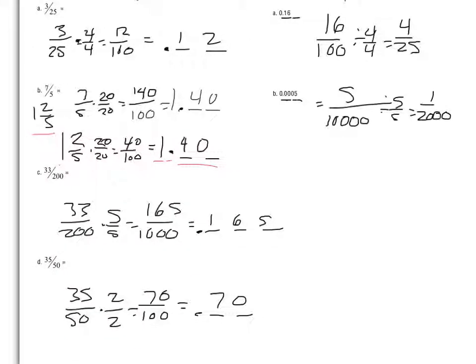So go ahead and check over the rest of your work. The other one to think about here that I think you want to focus in on, notice the place value here: tenths, hundredths, thousandths, 10,000ths. That way we have 10,000ths here. 5 10,000ths divided by 5 over 5 gives me 1 over 2,000.